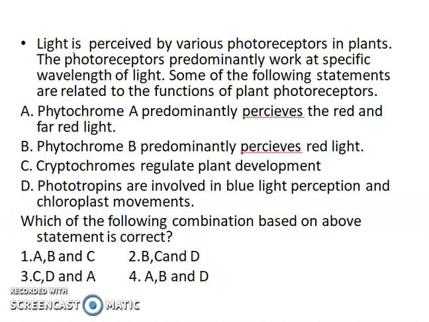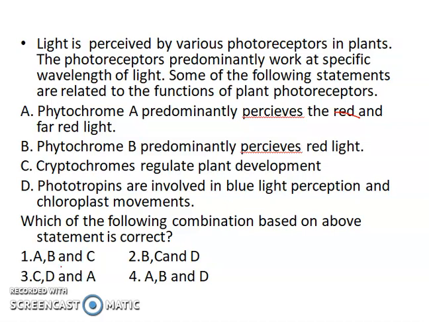Now let us solve another question. Light is perceived by various photoreceptors in plants. The photoreceptors predominantly work at specific wavelengths of light. Some of the following statements are related to the function of plant photoreceptors. The first option is phytochrome A predominantly receives red and far red light. It is the incorrect answer. That is, phytochrome A receives the far red light, not the red light. Red light is absorbed by phytochrome B.